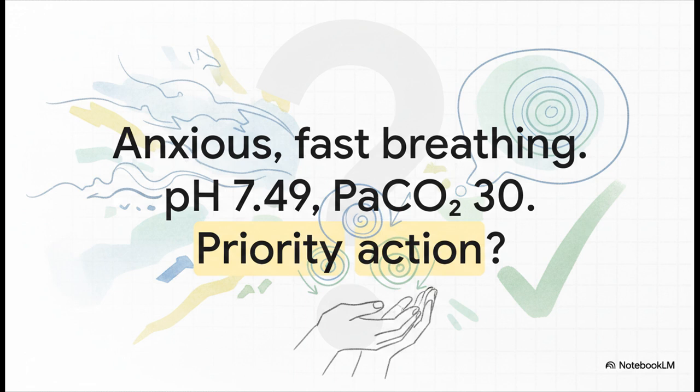The answer is B. Your immediate goal is to fix the hyperventilation. Encouraging slow, controlled breathing does exactly that. The other options are just plain wrong. They don't fix the root problem and could actually make things worse. And that right there is a perfect example of using your clinical judgment to pick the best, safest intervention.